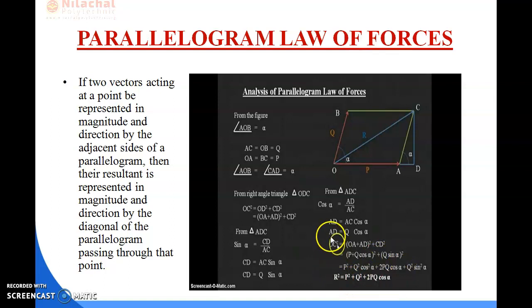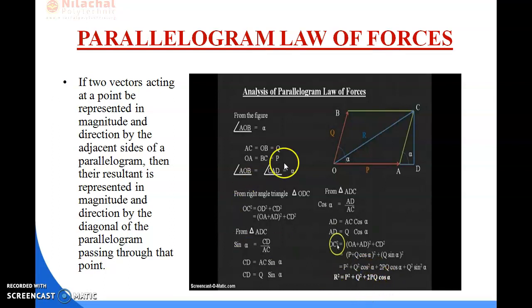So now what is the value of OC here? OC is R. So R square equal to P square plus, we know that Q square cos square alpha plus Q square sin square alpha has the value 1. Okay, so the result is P square plus Q square plus 2PQ cos alpha. So what is the formula of the resultant in the parallelogram law of forces? Here we can find the resultant force, R square equals P square plus Q square plus 2PQ cos alpha. Okay, so this is your formula.